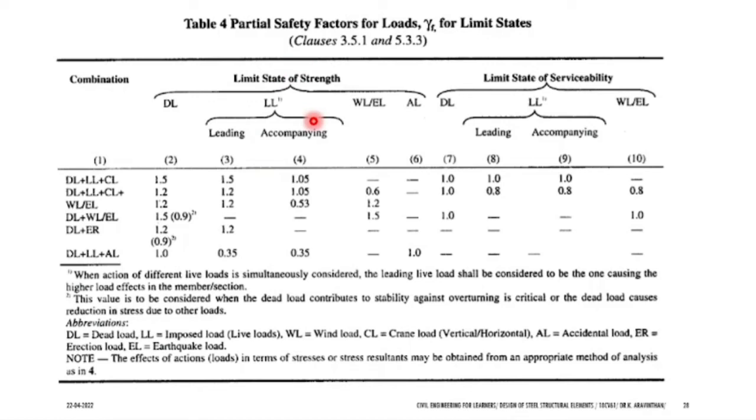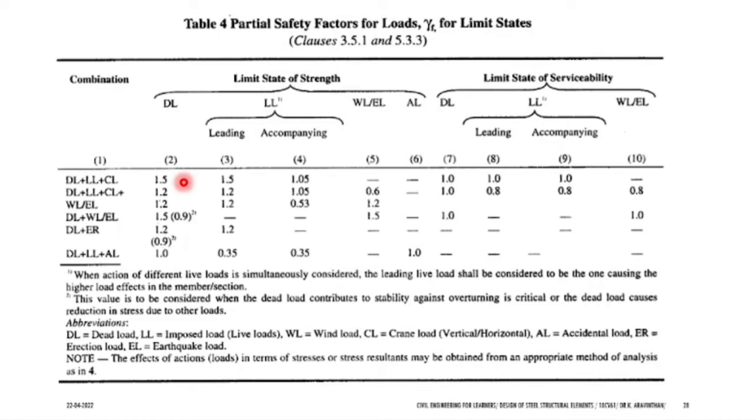If you are designing for limit state of serviceability, how much should you multiply? For example, if the code book gives a dead load of 2, what do you have to multiply by? 1.5 here. If dead load is 2, what do you have to do here? You have to multiply it by 1.5 and take the design load. So load is different and design load is different.